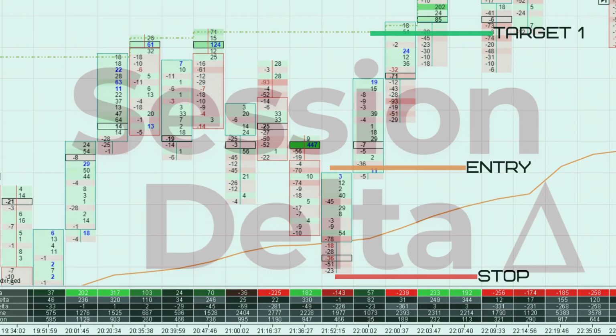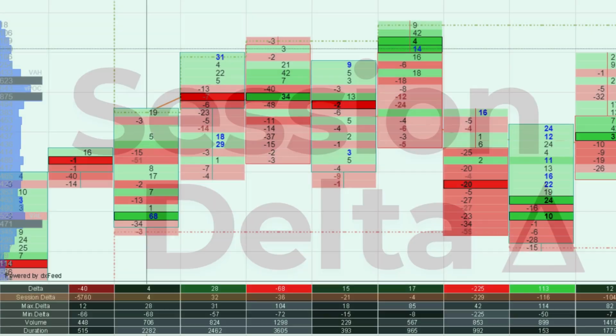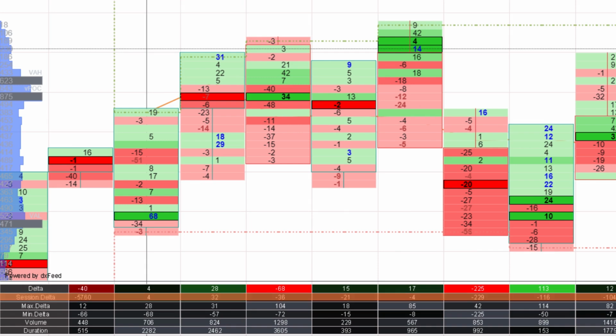Finally, we have the session or cumulative delta. I personally don't use this in my trading, but many people do, so it can be beneficial. The session delta basically starts at 0 each day or specified session. It then adds or subtracts each new bar's delta to give you a running total.